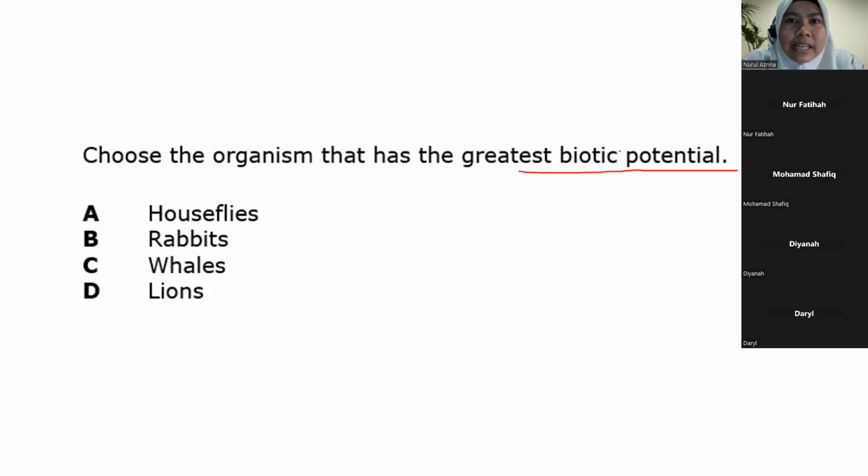So insect is, apa nak cakap tadi dah? Lupa dah. Insect is a small organism, right? So they have characteristics that are under R strategy. Okay, so one of the strategies is maximizing their biotic potential. In other words, to maximize their reproductive success by producing a large number of offspring. Okay, right.